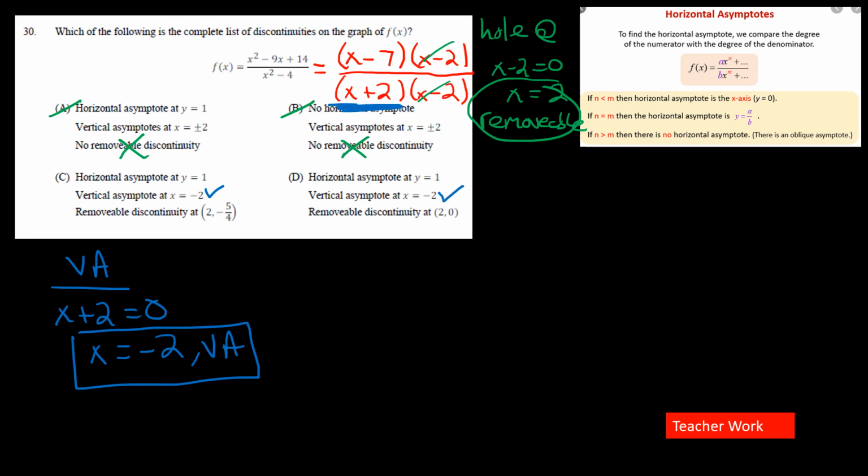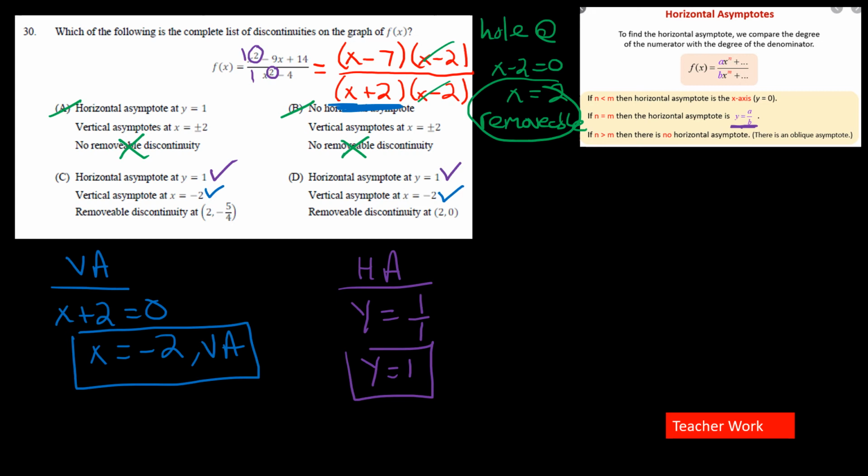Now, how do we get the horizontal asymptote? To get the horizontal asymptote, we want to look at these rules here, and we're looking at the degrees. Our degrees in the numerator and the denominator are the same. We have a 2 and a 2. Because these are the same, m equals n, we take the coefficients. The coefficient of this x squared is a 1, the coefficient of this x squared is a 1. So our horizontal asymptote is at y equals 1 over 1, which is just y equals 1. That's correct. So then we have these two different points here.